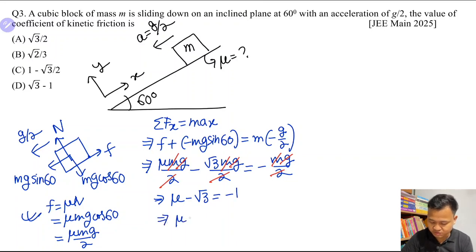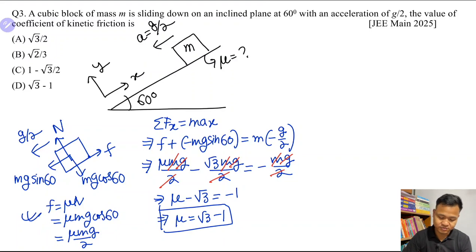Transferring root 3 to the other side, so mu equals root 3 minus 1. This is the coefficient of kinetic friction. Right? So what is the answer? D.